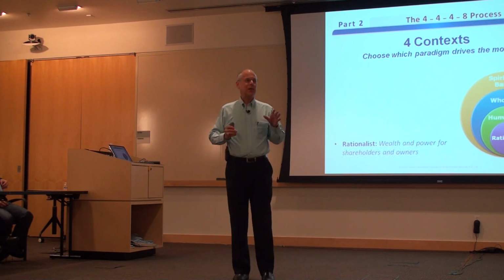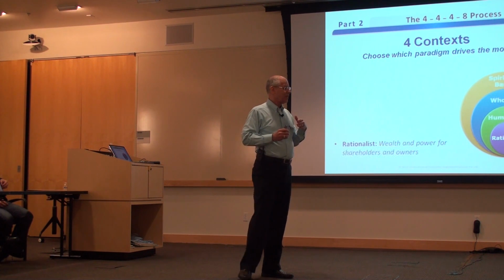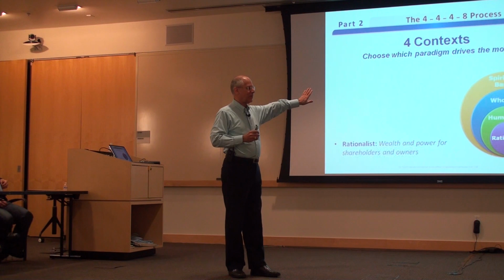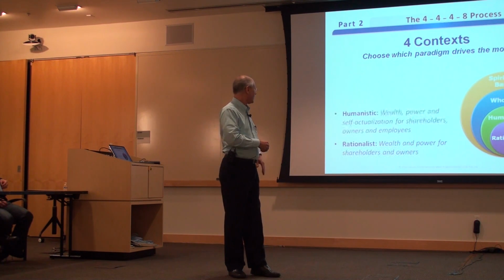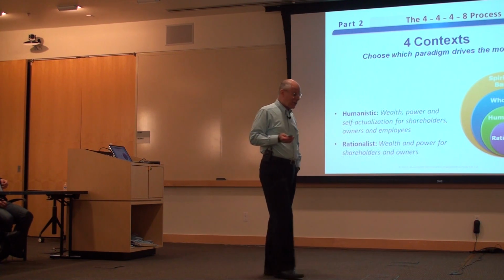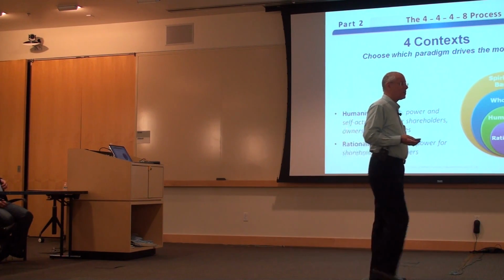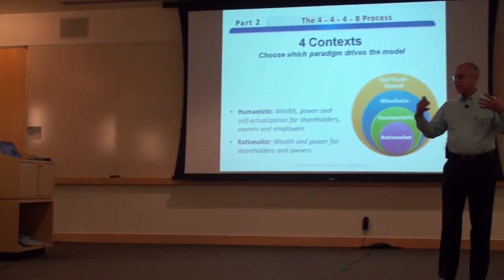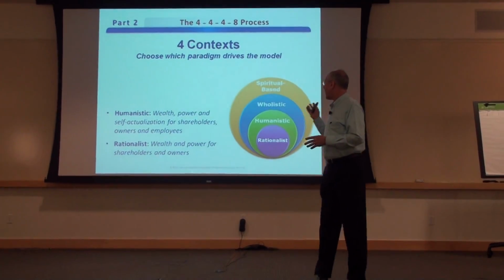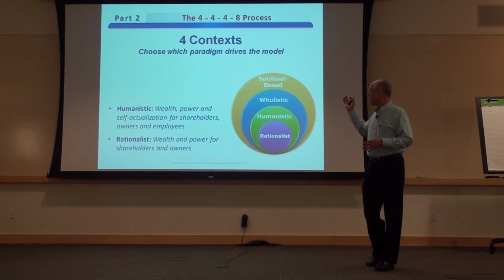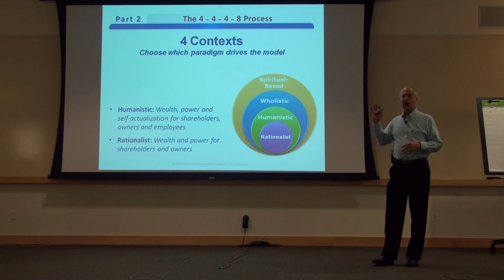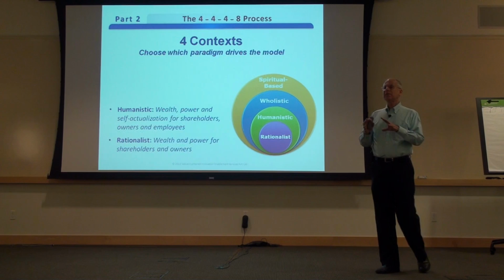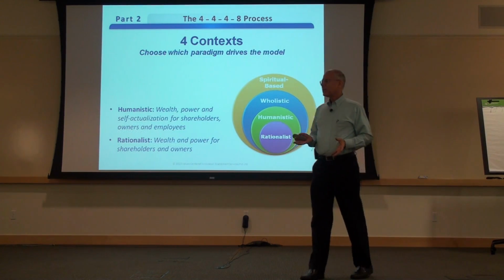This is a context that we still have a lot going on, certainly, and yet there's been some others that have grown out of it. Starting in the 1950s, with McGregor, Maslow, Rogers, and others, we started looking at a more humanistic context of business. It still had wealth and power and self-actualization for the owners, but it also included employees and shareholders. So that, for example, you started getting stock ownership, ESOPs.